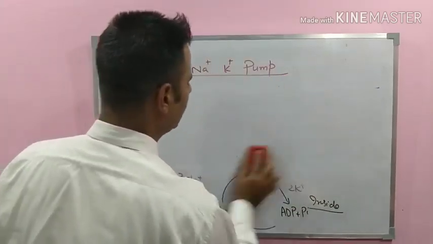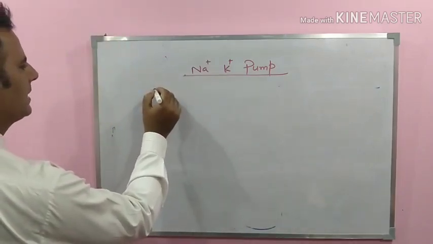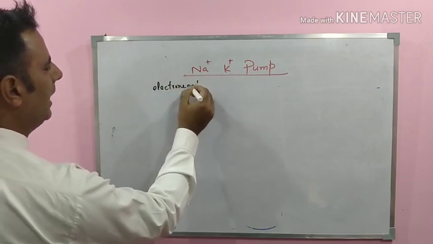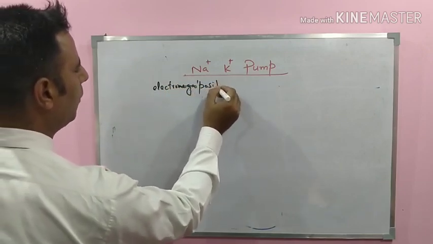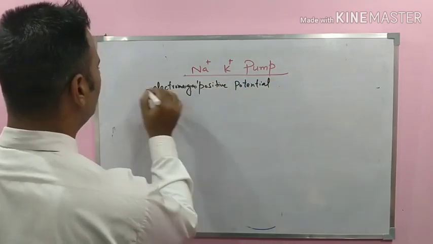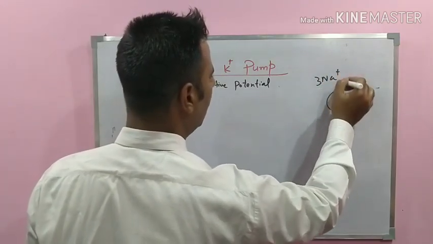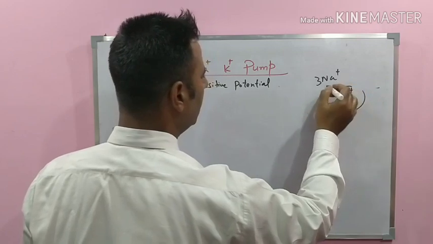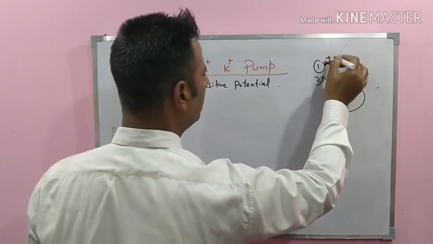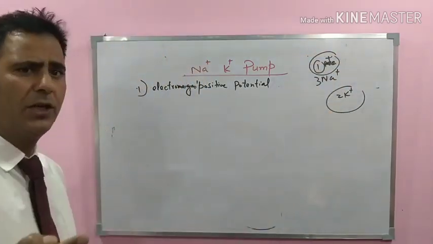What is the significance of this pump? First of all, it will create a slightly electropositive potential outside the cell and a negative potential inside the cell. For example, we have 3 sodiums out and 2 potassiums in. It means there is an additional one sodium, an additional 1 plus charge. So there will be electropositive potential outside and electronegative potential inside.